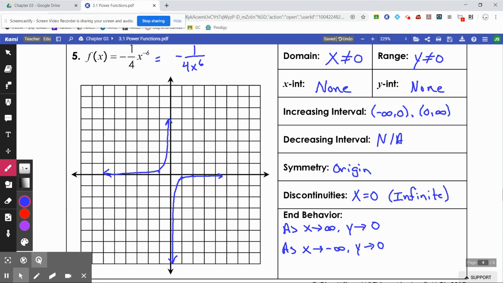It increases from negative infinity to 0, and then from 0 to infinity, it increases again. Decreases never. Origin is your symmetry. It's symmetrical about the origin. Discontinuity at x equals 0, and that is infinite discontinuity. And the exact same end behavior the other ones have had.